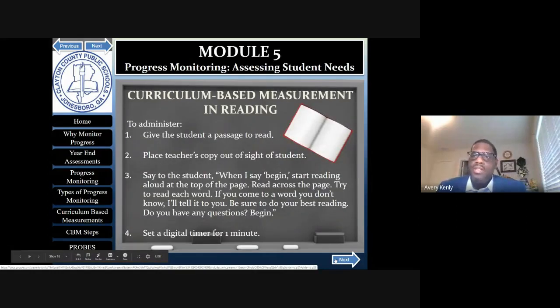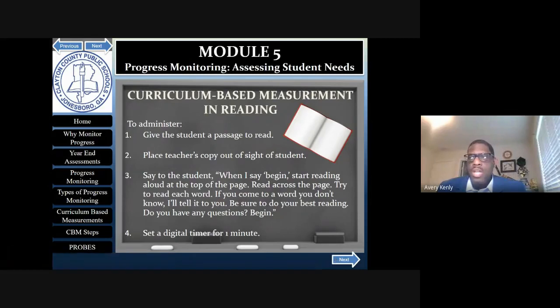So if we're administering a curriculum-based measurement in reading, this is how we would do it. These would be the steps. We would give the student a passage to read. Place the teacher's copy out of sight of the student so the student cannot access that. And then, much like when we were administering a curriculum-based measurement in math, we would give the instructions, which are outlined in step 3.